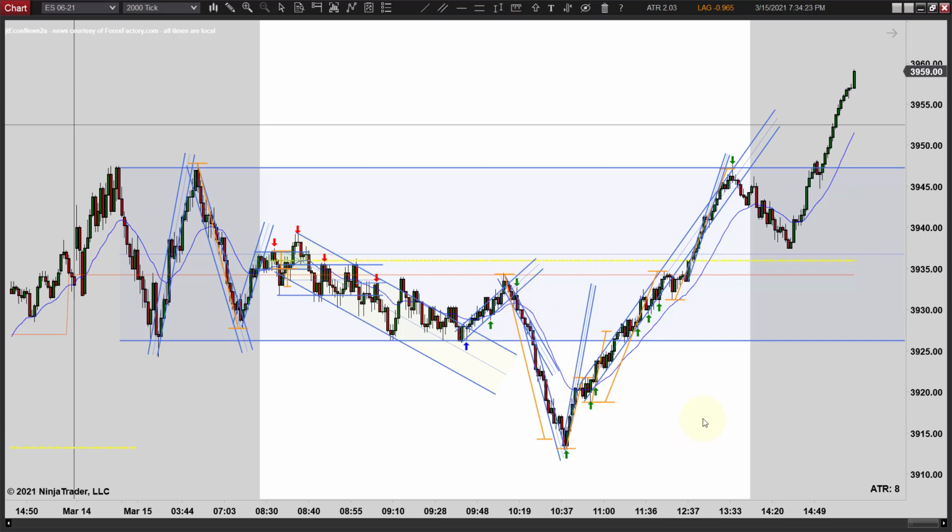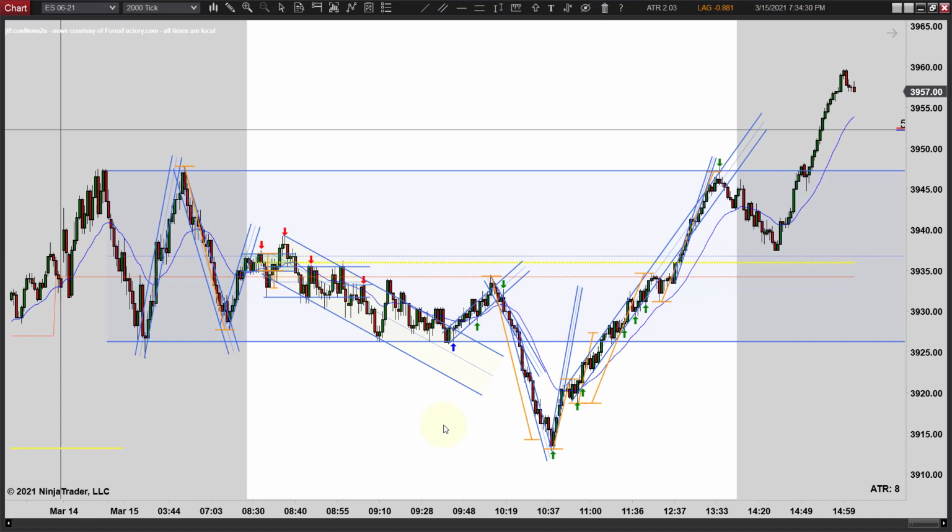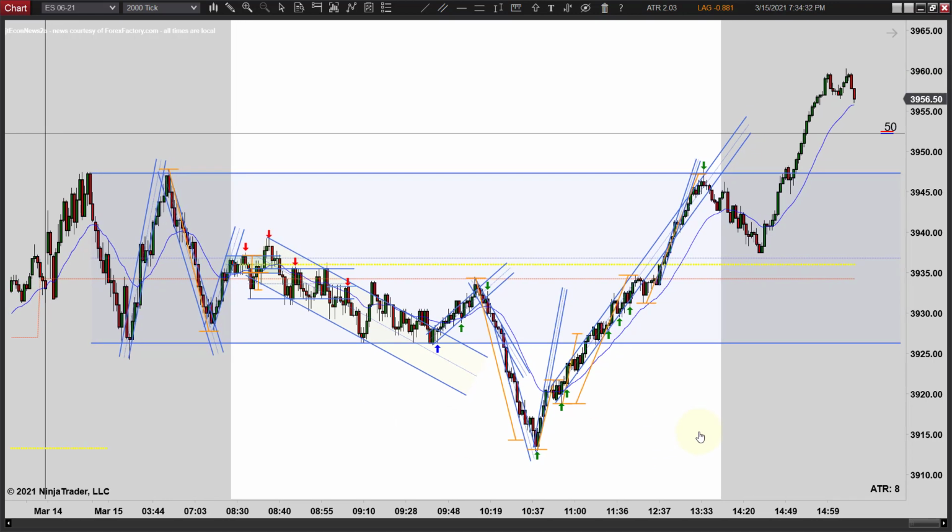So there were several really good trades right out of the gate here. So really, if you start early, you'll probably be done early today. But anyway, that's what I saw today.